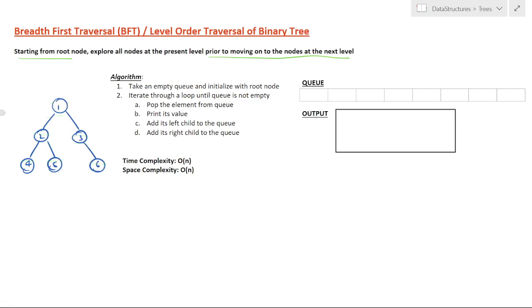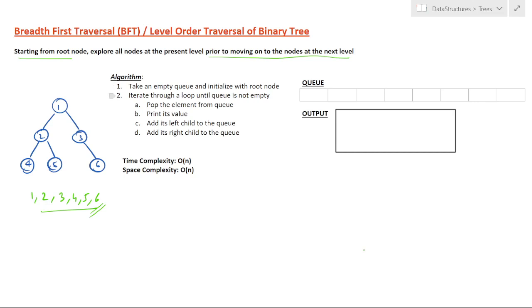So in this example, the output which we are expecting is 1, 2, 3, 4, 5 and 6. This is how we traverse using BFT. Now let's look at the algorithm.